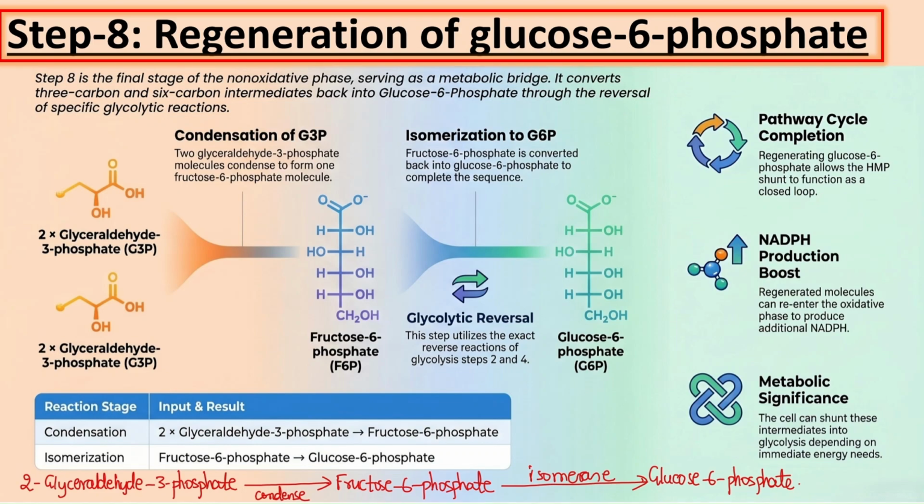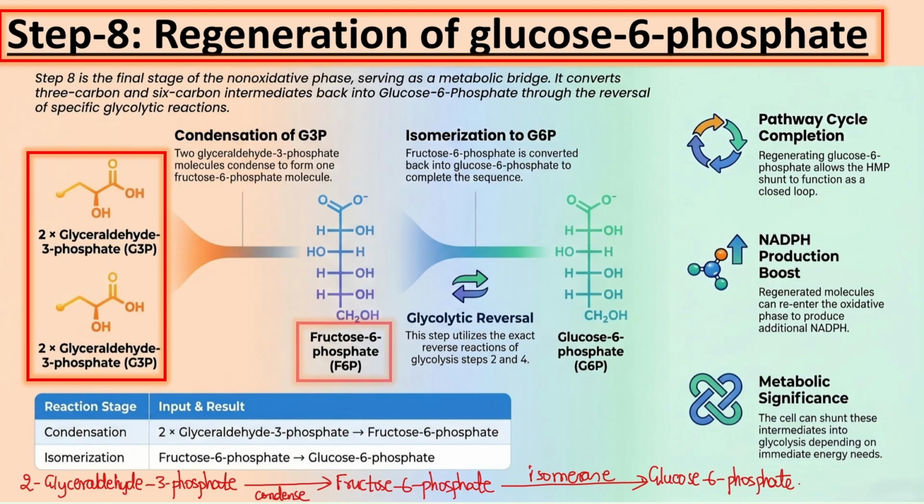The reaction involves condensation. Two molecules of glyceraldehyde 3-phosphate formed in the 5th step and 7th step condense to form 1 molecule of fructose 6-phosphate. Now this reaction is followed by isomerization, where the newly formed fructose 6-phosphate, along with the ones formed in the 6th step and the 7th step, are isomerized to glucose 6-phosphate.